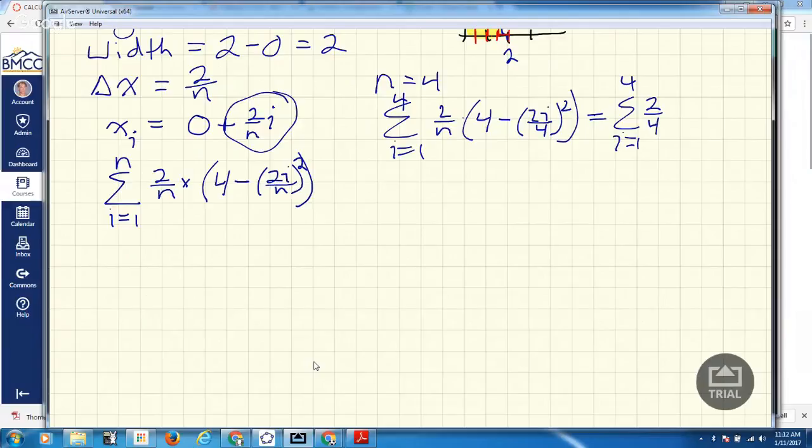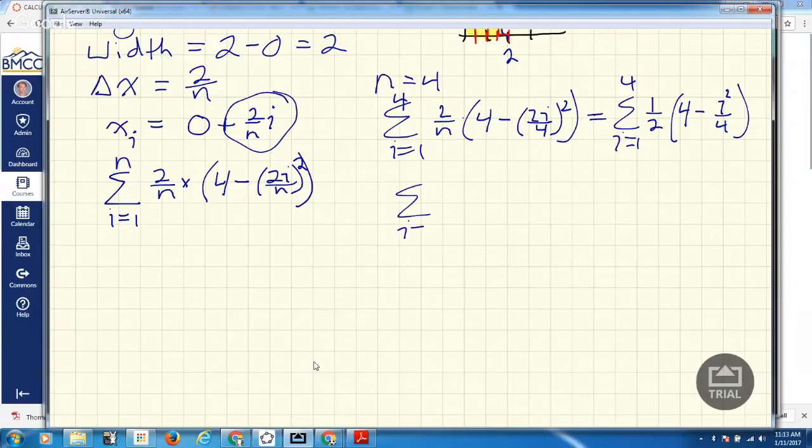Might as well make that half, right? 1/2 times the height of the rectangle, which is 4 minus (i over 2) squared, which is i squared over 4. And it looks like we can keep cleaning that up until we're ready to deal with it.